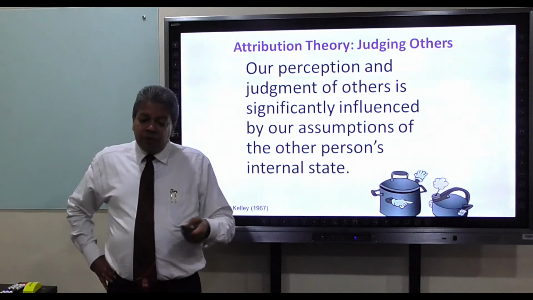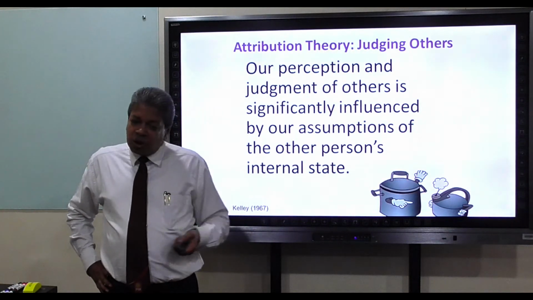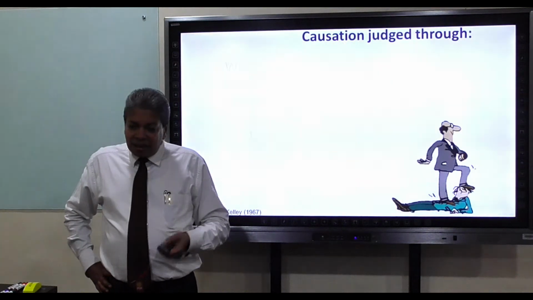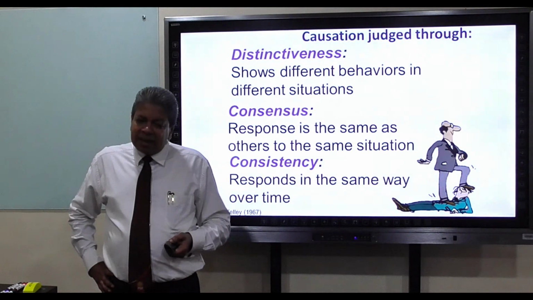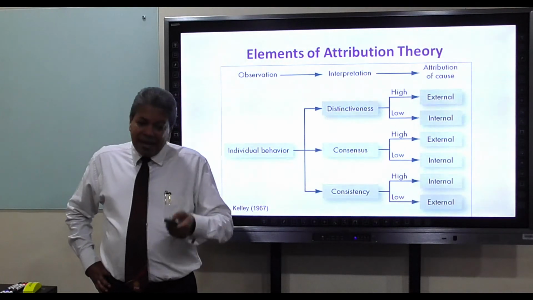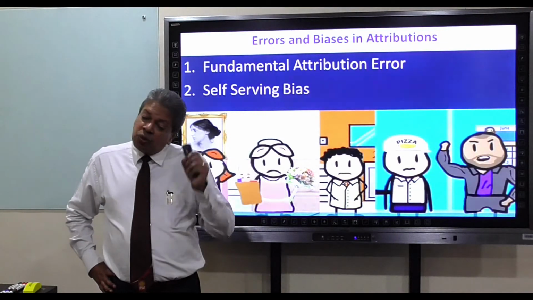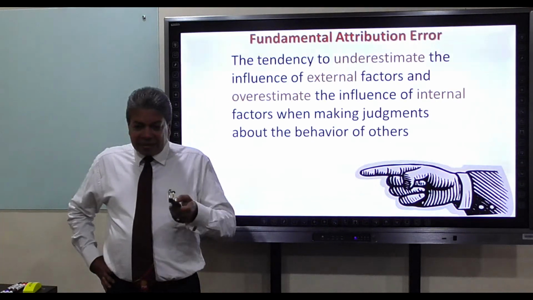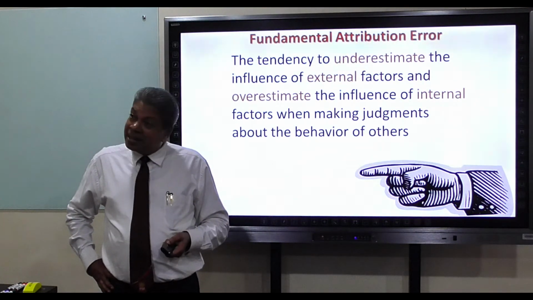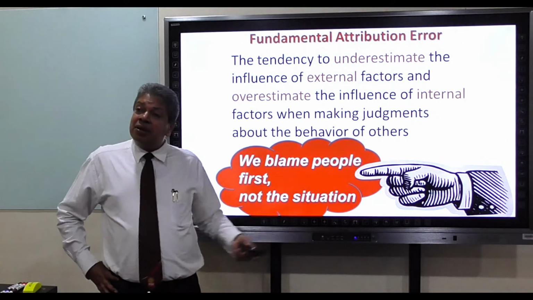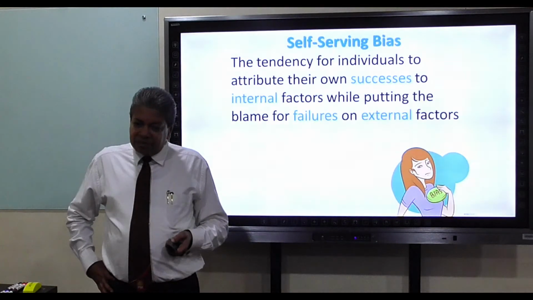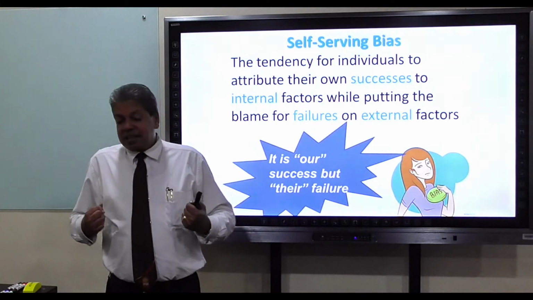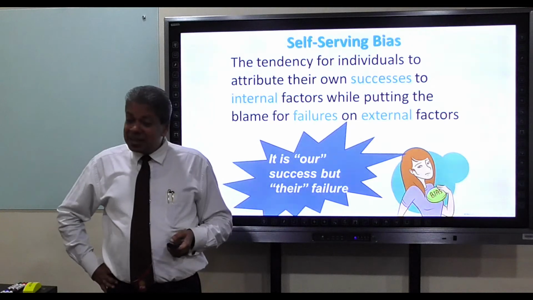This I would like you to read, but I will not test you on these areas, but they are important. And then internal versus external, we had detailed discussion, distinctiveness, consensus and consistency elements and so on, errors and biases, fundamental attribution error, self-serving bias, and then underestimate external factors, overestimate internal factors. In other words, we blame people first, not the situation. Whereas self-serving bias means it's our success but their failure. We take the credit for success but pass the buck for the failure to others.